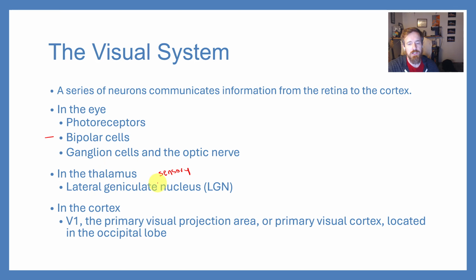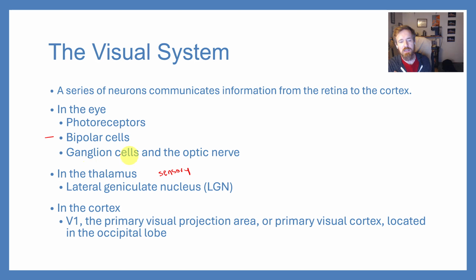Let's talk about the lateral geniculate nucleus. I don't want to talk too much about it. It's just part of the thalamus, but this is where visual information goes after it leaves through the optic nerve. It then reaches the optic chiasm, where some of that information is going to go to one hemisphere, and some of it is going to stay in the same hemisphere of the brain.